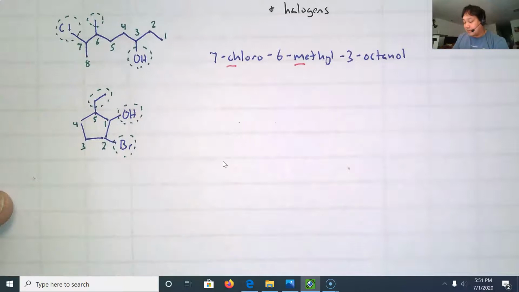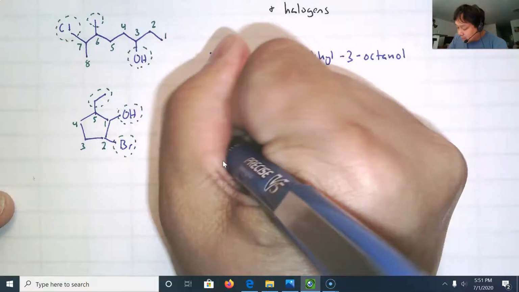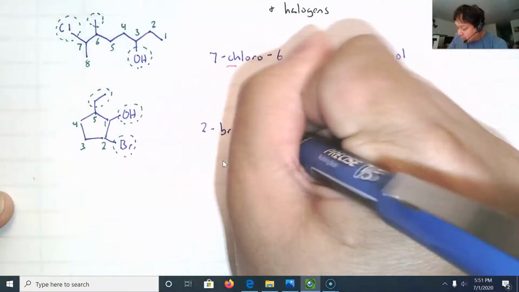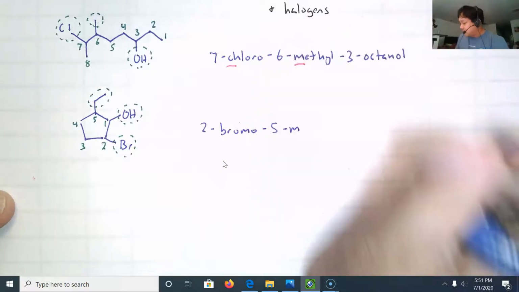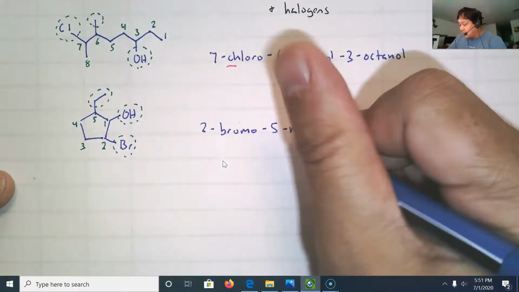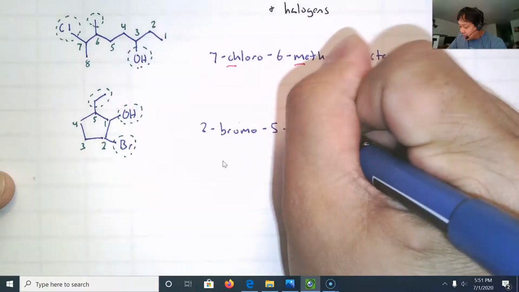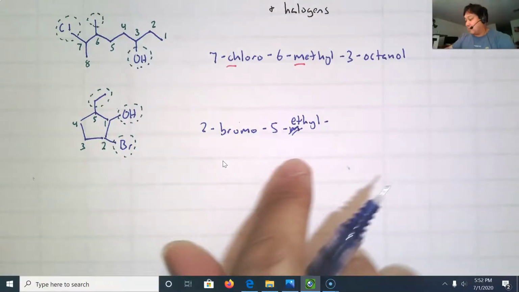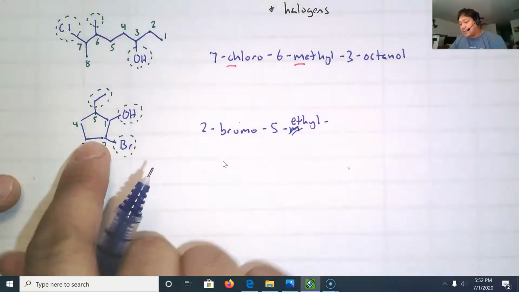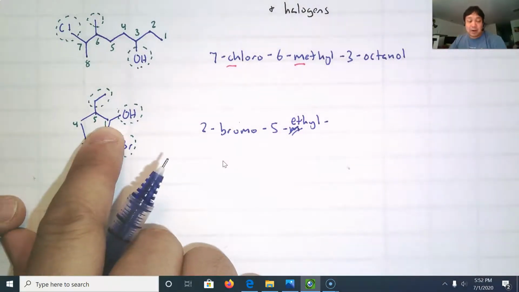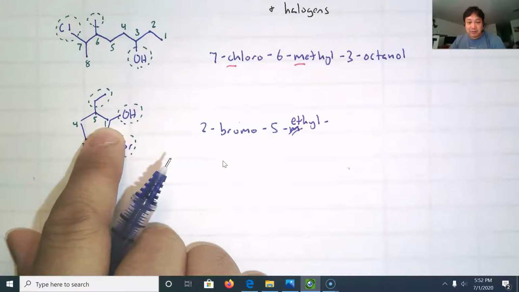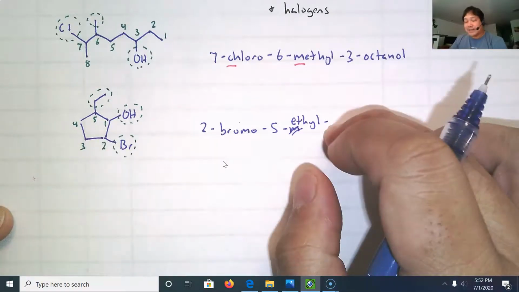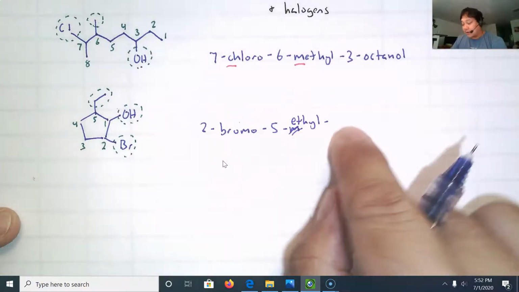Okay, we're going to alphabetize. 2-bromo, 5-ethyl. Because this is automatically carbon number 1, and we only have one hydroxyl group, it is unnecessary, and it's also incorrect to put 1 here.